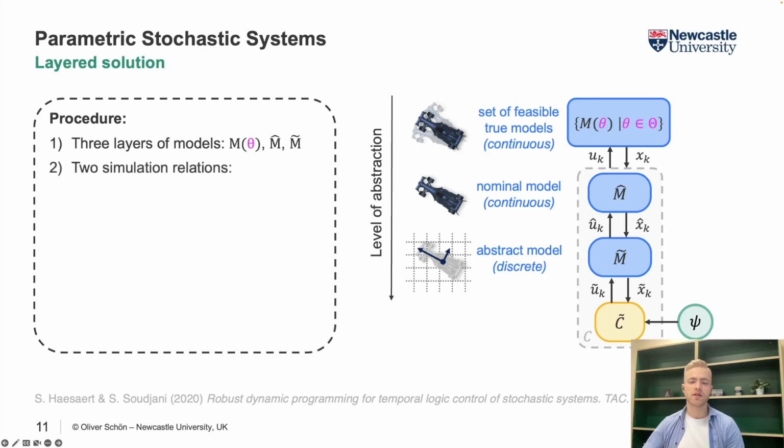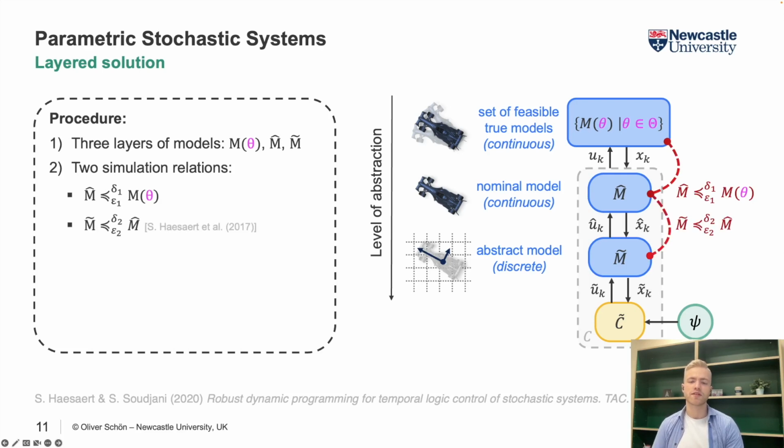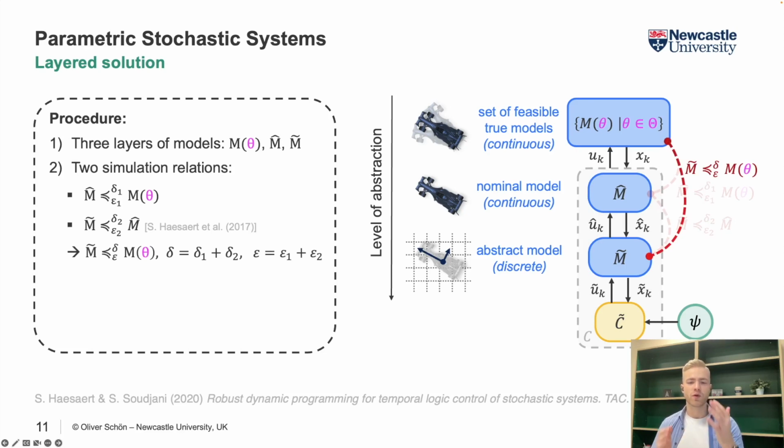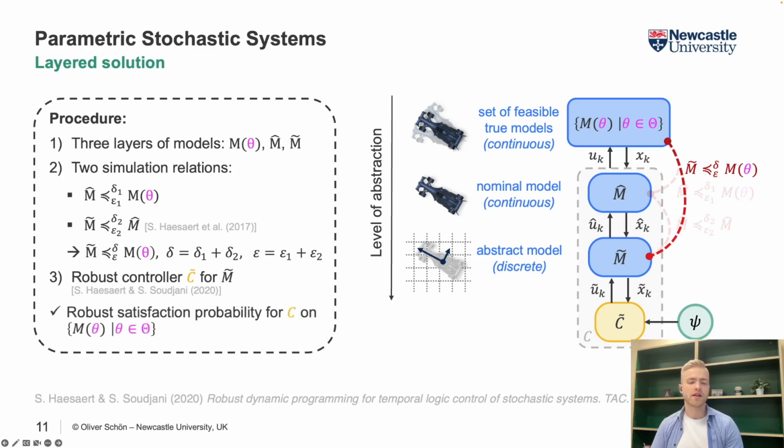And what we can then do is that we instantiate 2 simulation relations, because we have 3 models. So the first one is our new SSR, and the second one is as before. Using transitivity properties, this is the same as having one simulation relation between the first and the last model. For the discrete abstraction, we can then use prior works to synthesize a robust controller, which gives us guarantees on M tilde. And leveraging our simulation relation, we then also get robust satisfaction probability for the set of models, and implicated by that also the true system with some confidence.